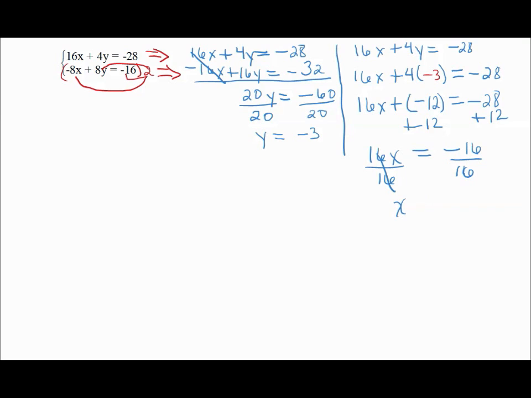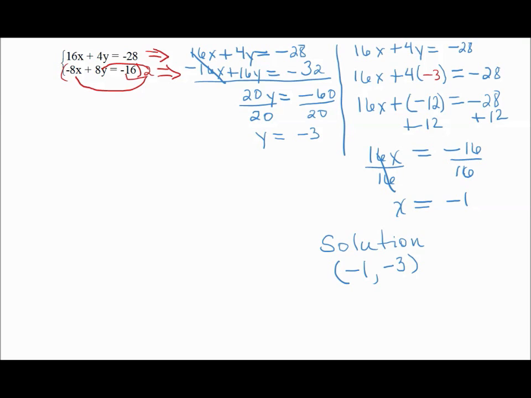And it leaves me with x is equal to negative 1. So for my solution, for this particular problem, it's going to be the ordered pair. My x is negative 1 and my y is negative 3.